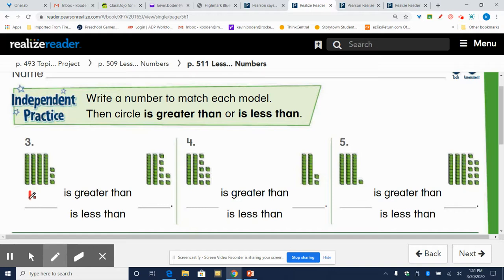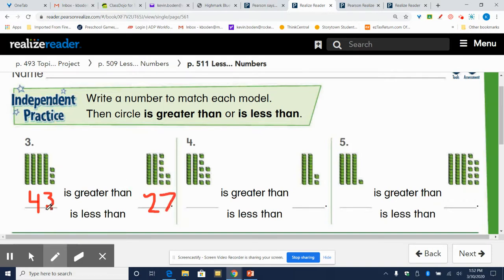And no making fun of my handwriting, please. I'm just trying my best here, and we have 43 there. And let's see if that is going to be greater than or less than the ones over here. So now we have 10, 20, 21, 22, 23, 24, 25, 26, 27. So there's my 27 right now.